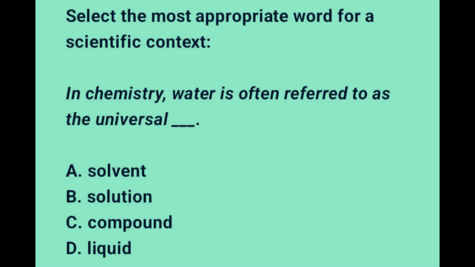Register simply refers to choosing words suitable for a field of study like science, law, religion, etc. Now in chemistry, water is called the universal solvent because it dissolves many substances. The other options are wrong. Solution, water itself is not a solution but forms one. Compound is true but is not specific to this context. The next, option D, is liquid. It is too general. So the correct option here is option A, solvent.